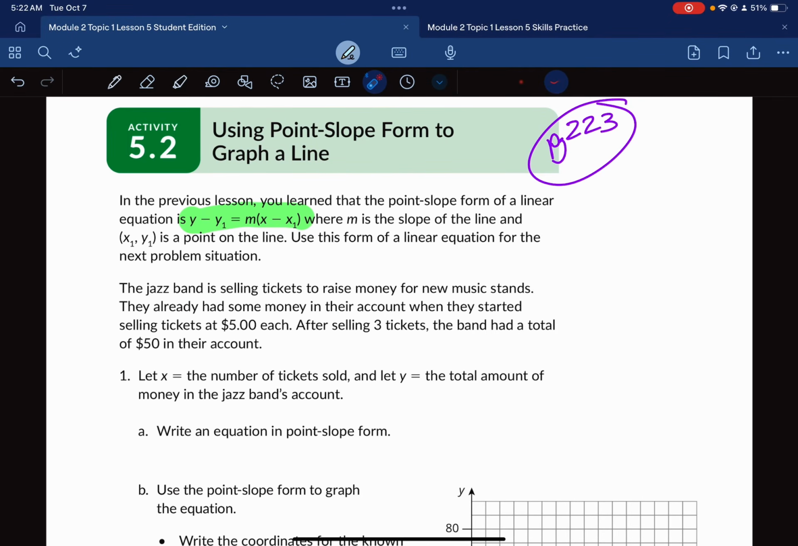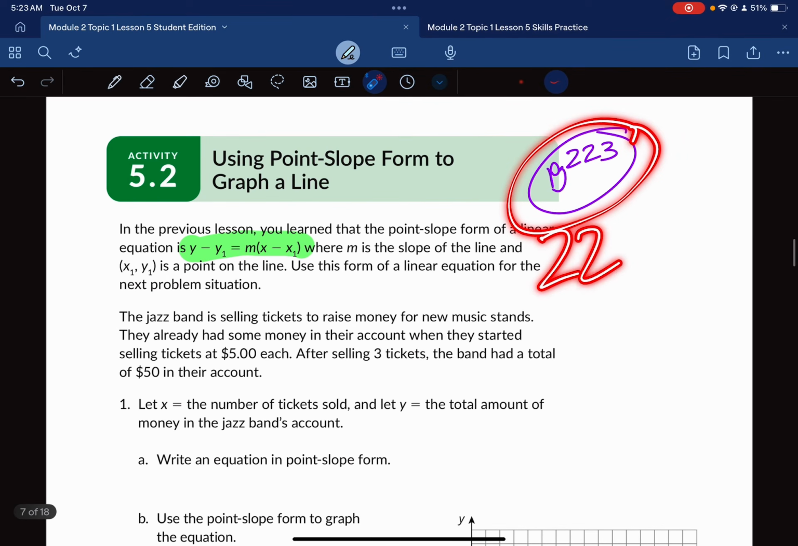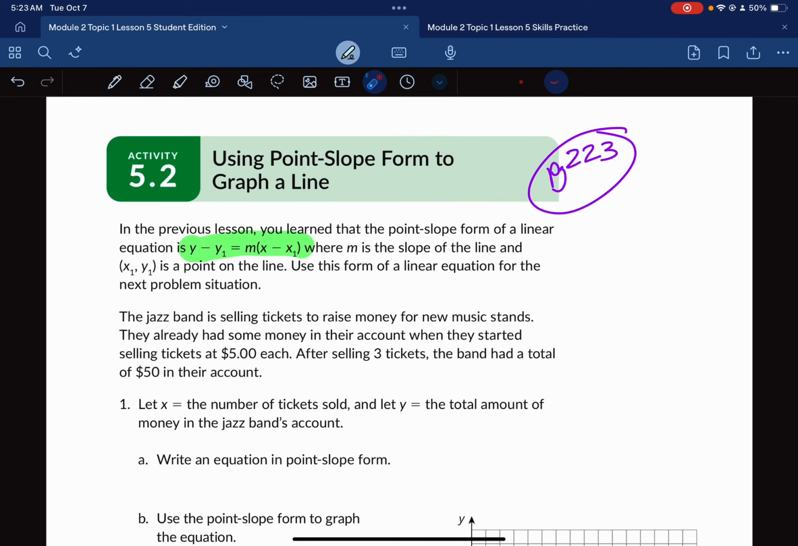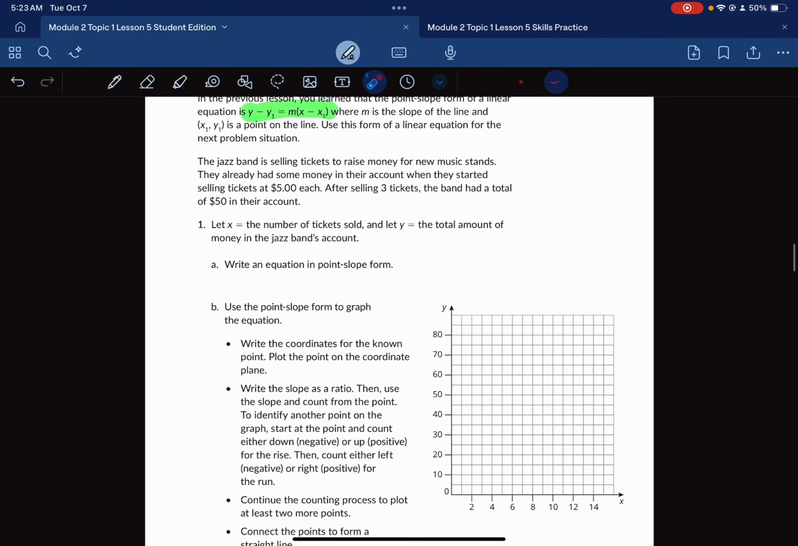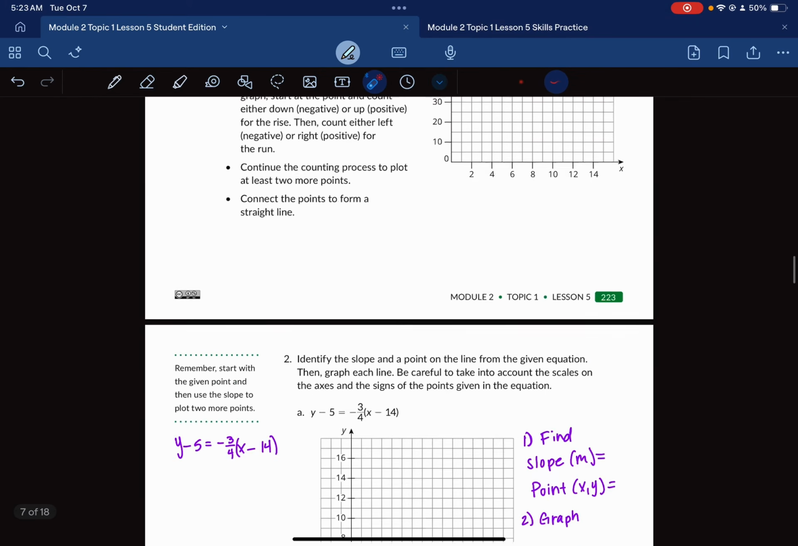What's up, guys? Here's the notes for today, 5.2, using point slope form to graph a line. So step 1, go to this page right here, 223. All right, next, I need you to know this is my point slope form, and then we're going to skip this first example. I'm going to keep this video short, so we're going to skip this first one. I just need you to know how to do it.